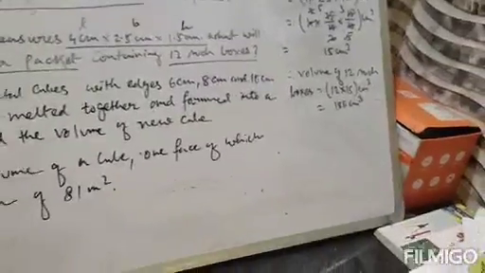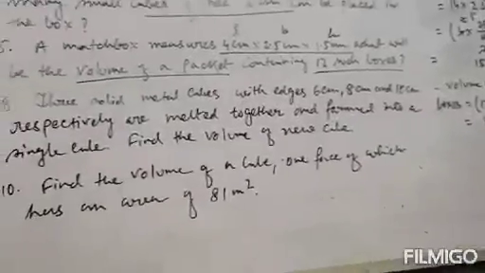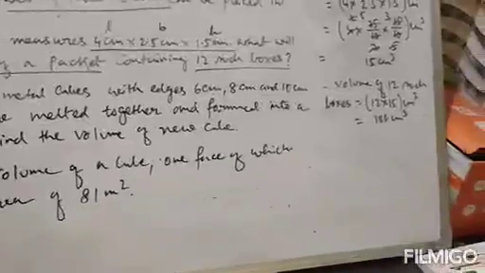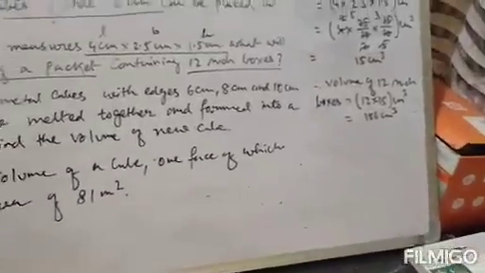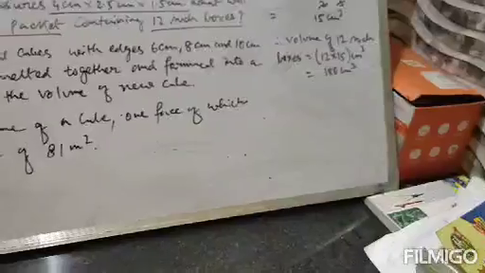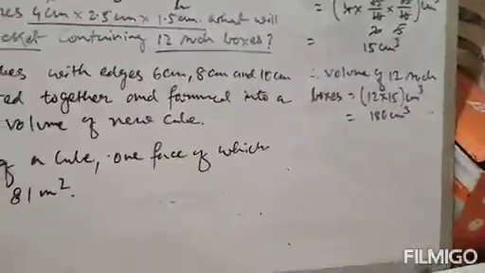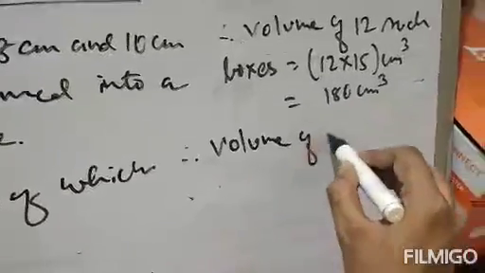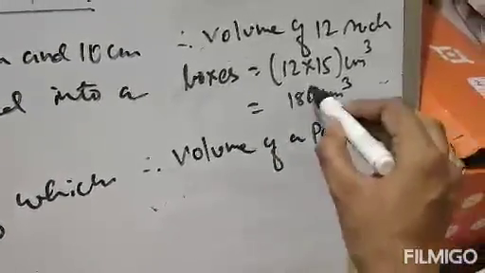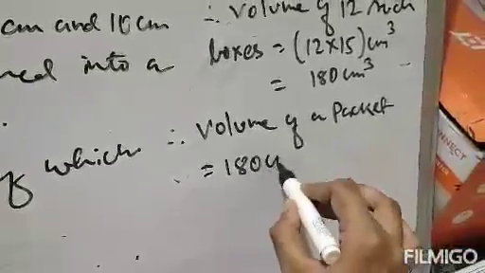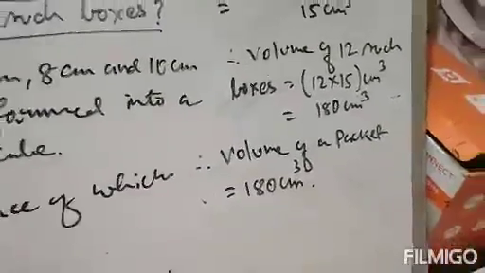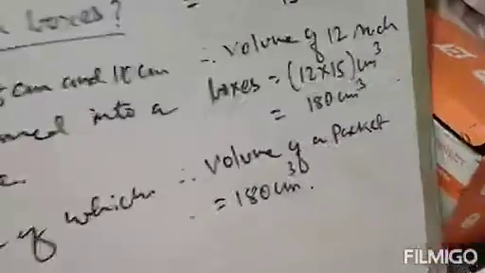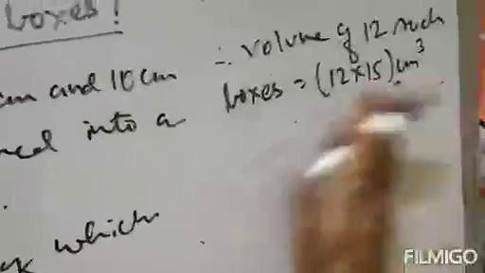So the volume of 12 such boxes is 180 centimeter to the power 3, and this is the volume of a packet because a packet contains 12 such boxes. That means your answer is 180 centimeter to the power 3. So just write, therefore volume of a packet equals 180 centimeter to the power 3. That is the answer. Clear? Next question, question number 8.